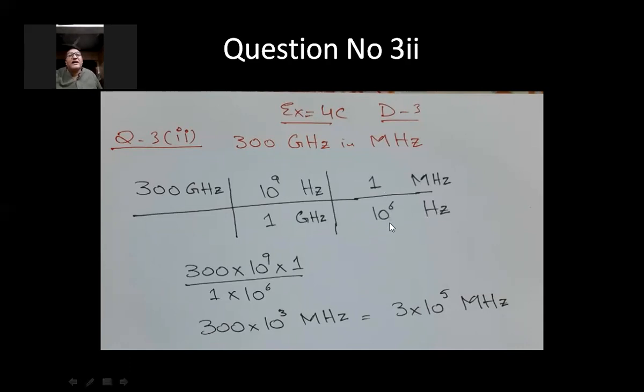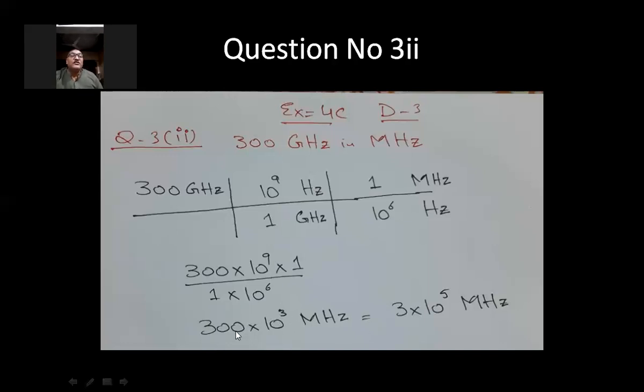So 1 megahertz is equal to 10 raised to power 6 hertz. So that's why this number is written here. 1 gigahertz is equal to 10 raised to power 9 hertz. 1 megahertz is 10 raised to power 6 hertz. So that's why we have written like this. So this is 300 multiplied by 10 raised to power 9 multiplied by 1 divided by 1 into 10 raised to power 6. So when you solve this, this will become 300 into 10 raised to power 9 minus 6, which is 3.